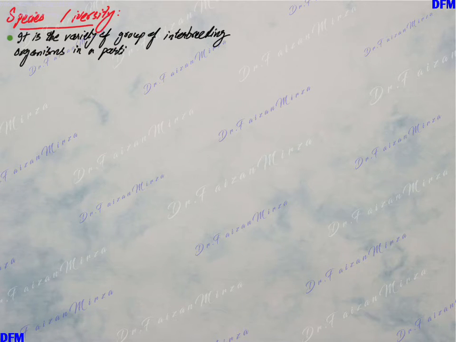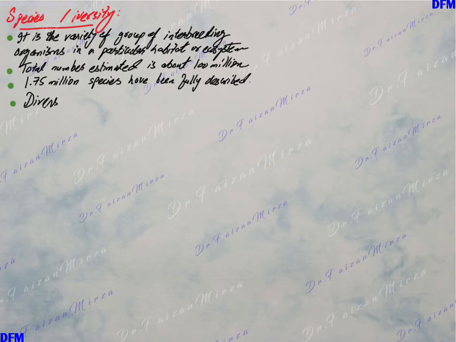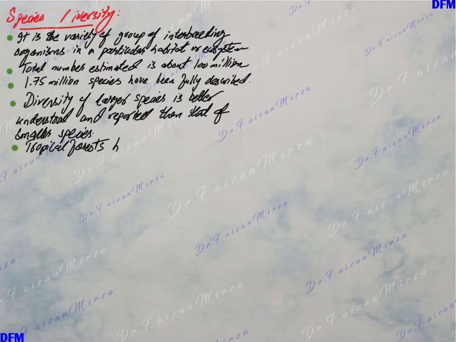What's species diversity? Species diversity is basically a variety of groups of interbreeding organisms. And these interbreeding organisms are found together in a particular habitat or an ecosystem. Total number estimated is about 100 million species globally. About only 1.75 million species have been fully described so far. That means we hardly know a very small percentage out of all. Diversity of larger species is better understood and reported than that of the smaller species because the sample collection and their analysis is not that easy when they're very small.